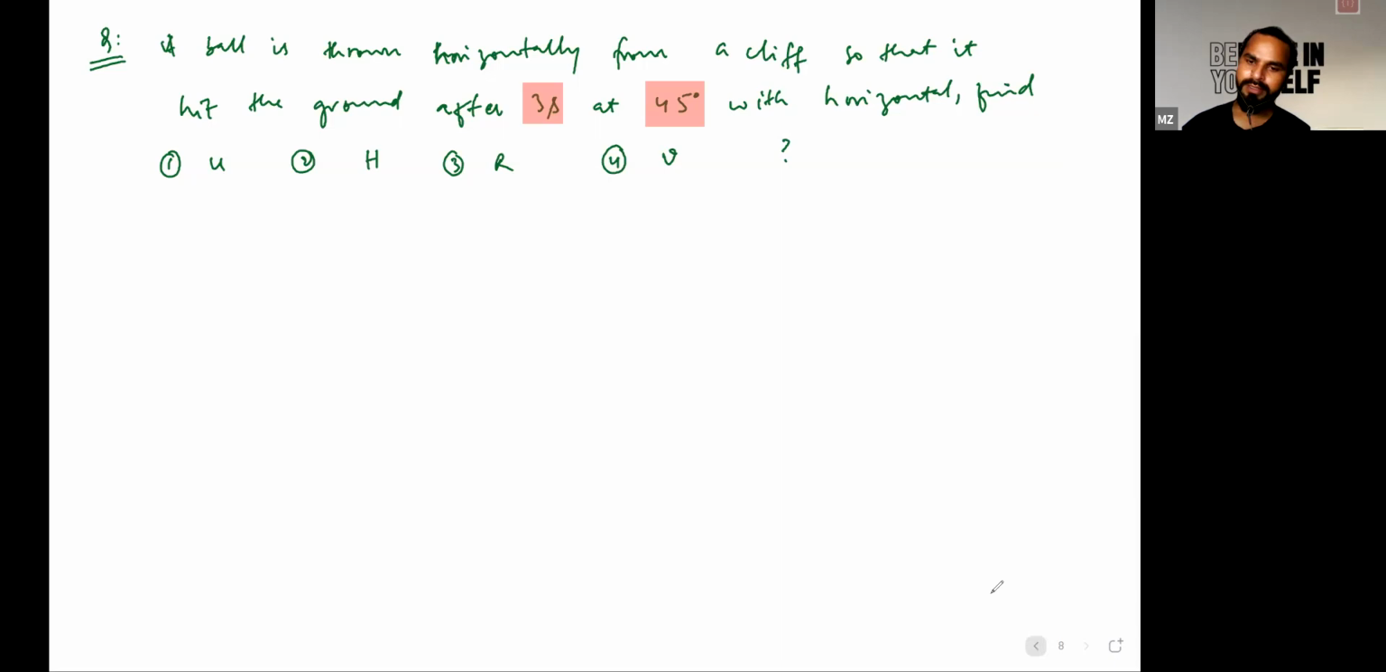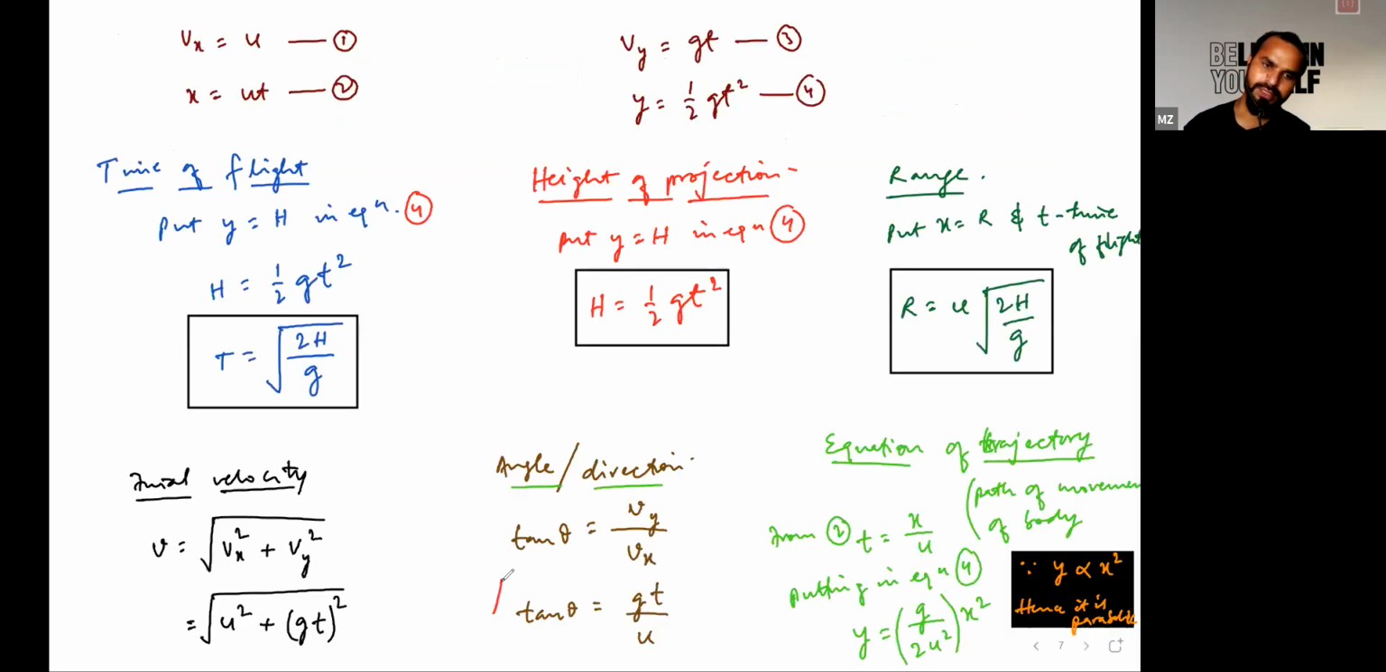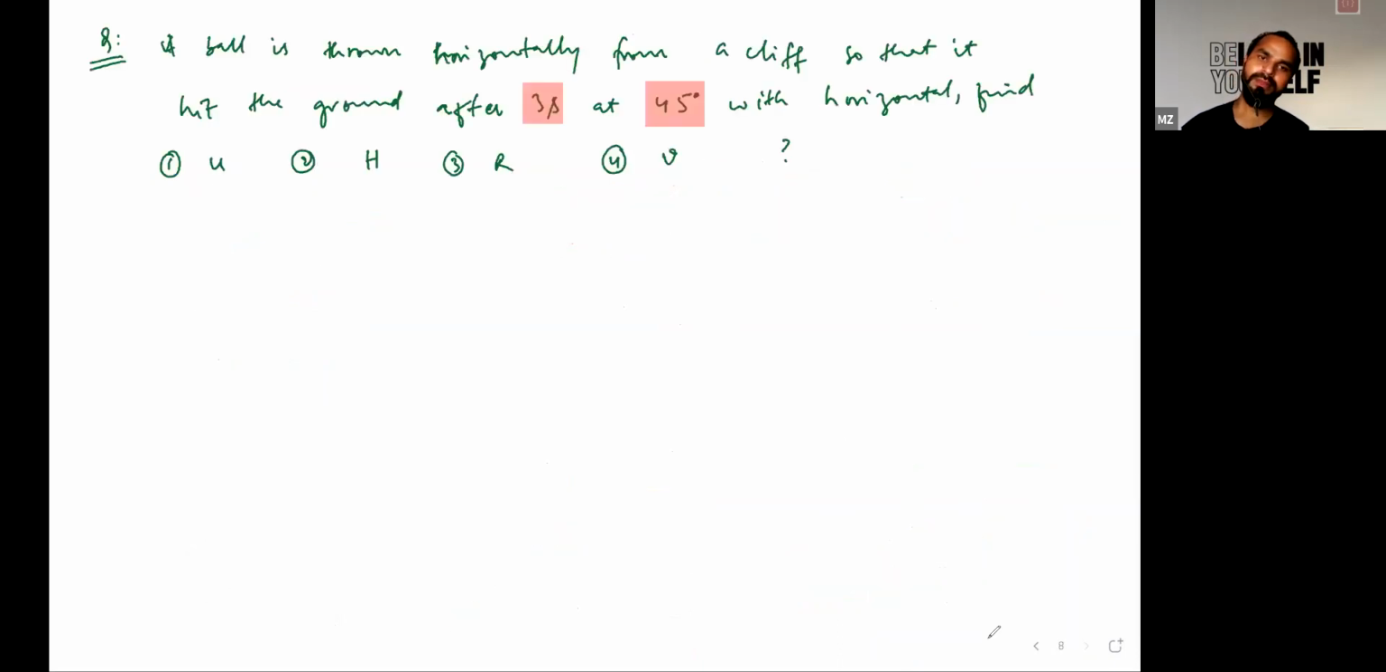I'm giving you some hint. Just use this relation first. We have theta, we have gravity as 10, time of flight as 3. So from it, you will definitely find u. Now, on knowing this particular u, you will definitely find the rest of the terms. So first use this equation to find u, and then use it for the rest.